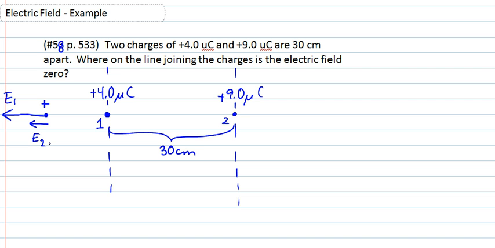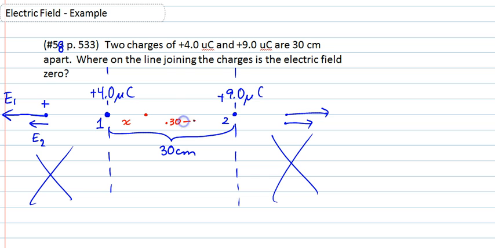So can the electric field be 0 to the left of the two charges? No. And for the same reason, you can't have the electric field being 0 to the right of the two charges. So we can narrow our search by looking in between the two charges, and you might guess that it's probably going to be a little bit closer to the 4 microcoulomb charge than to the 9. So we can mark that point, and since it's 30 centimeters between them, we can call one of the distances x and the other distance 0.30 minus x.